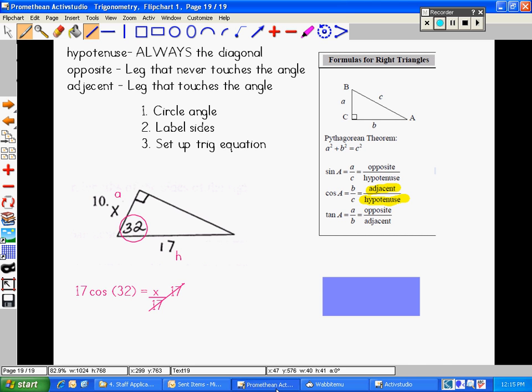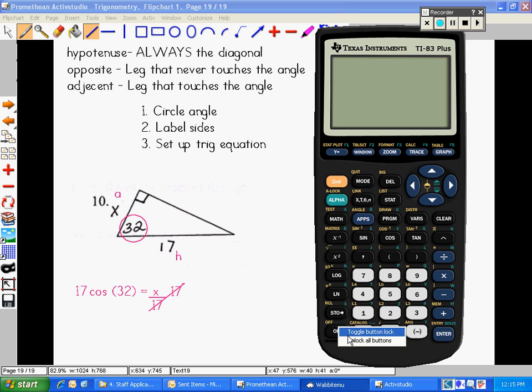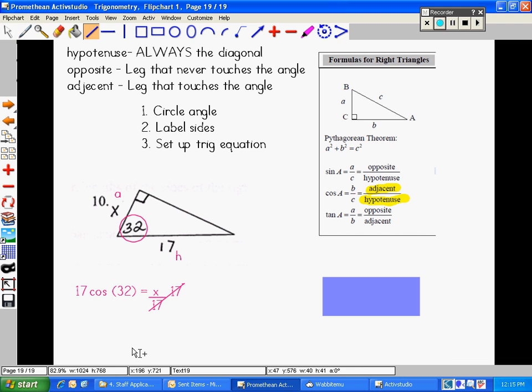So I type into my calculator 17 cosine 32. Remember, if you're using a different calculator or the computer calculator, you have to type it in backwards. 32 cosine, times 17. And we get 14.42. It's 42 because the 6 tells us to round it up to 14.42. We just found the length of the missing side, x, equals 14.42.